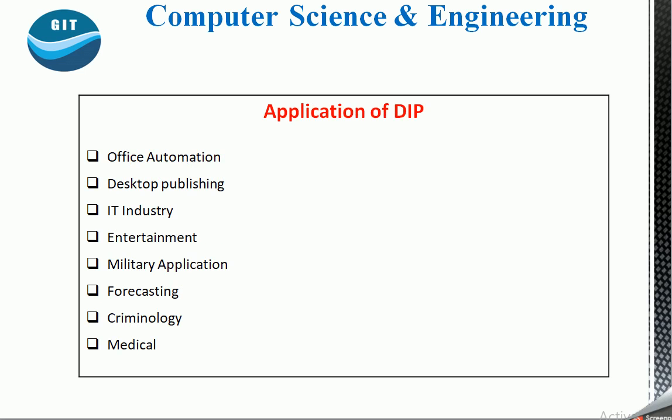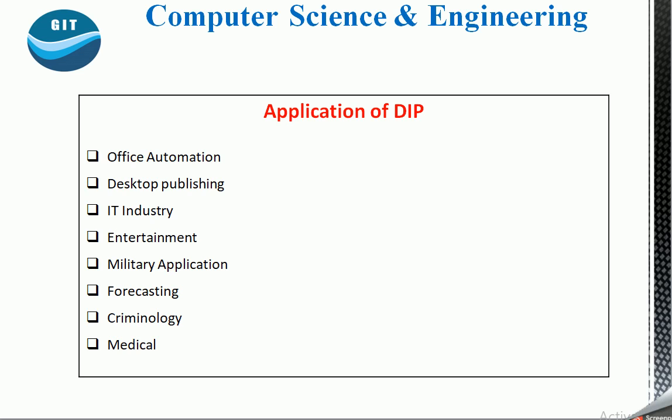Then we will come to applications of DIP. Digital image processing is used in many different fields. First, I will discuss its use in office automation. Office automation uses it in the form of optical character recognition, document processing, cursive script recognition, logo recognition, mostly. And next is desktop publishing. Desktop publishing is mostly used in flag making, banners, visiting cards, etc.